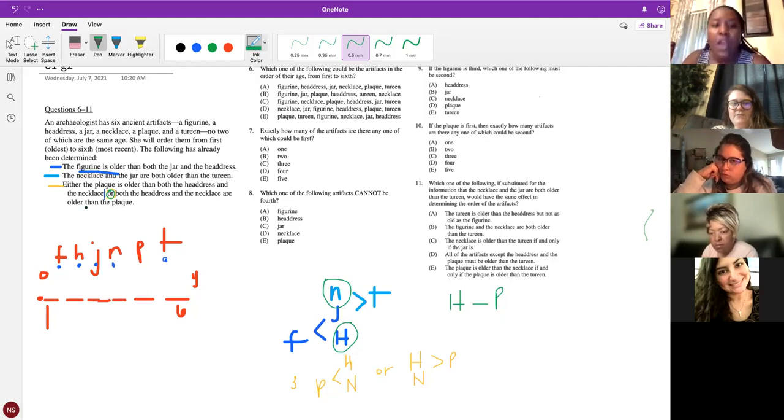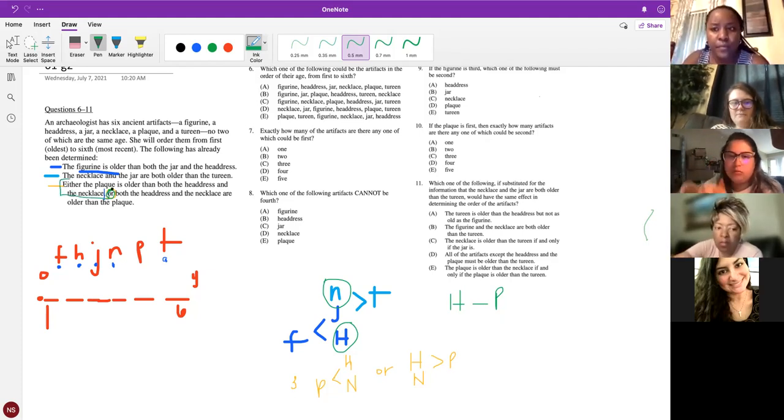Okay. Do we see that? Okay, so let's go back up to this rule. So what does the first half of this rule say? Either the plaque is older than both the headdress and the necklace. So how would you draw that part?